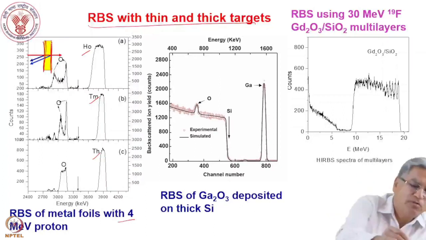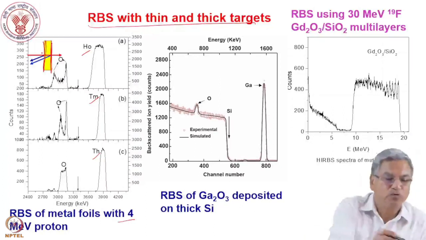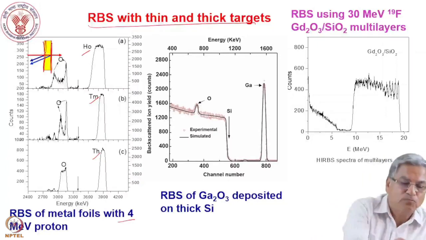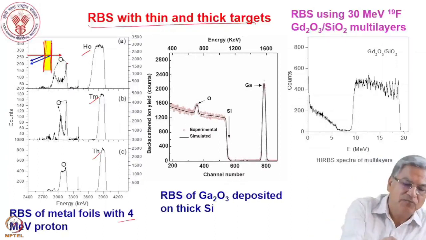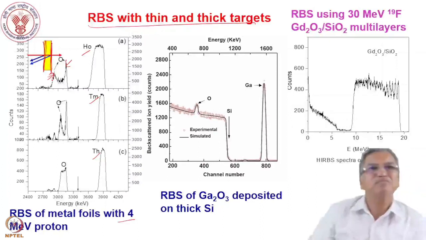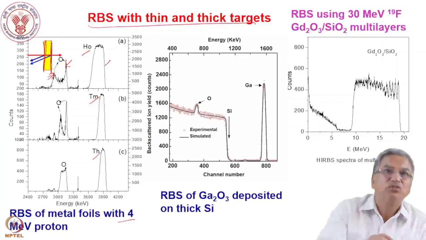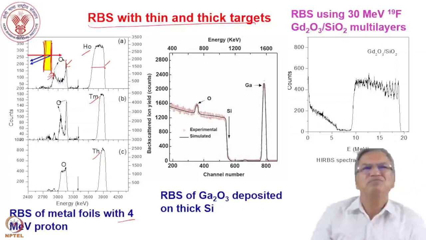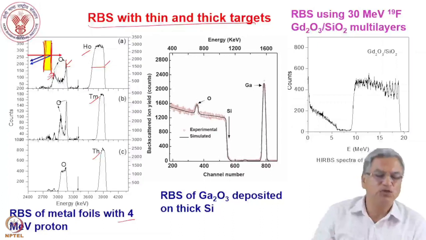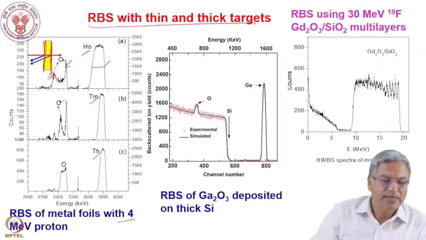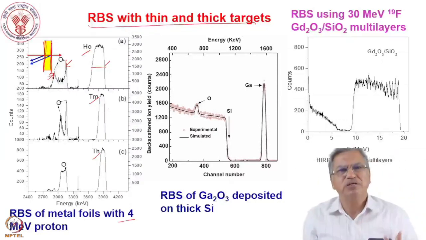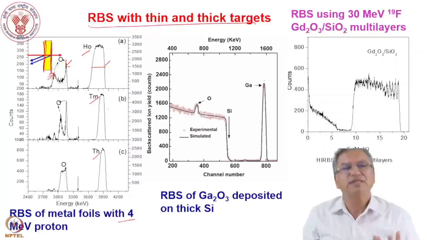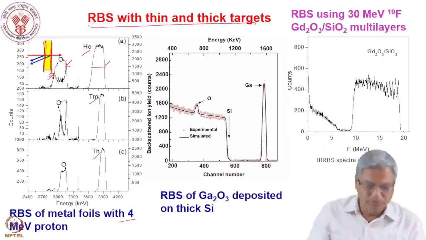If there is oxidation, there will be surface oxygen, so when the beam hits the surface, both front and back will backscatter. So oxygen at the front, this is the front, this is the back. High energy is from the front and low energy is from the back, and this is the metal foil. So you can find out the thickness of the foil, because you know the dE by dx and you know the energy of the alpha or the projectile. Similarly for thulium, holmium, thorium, you can find out the oxygen concentration and the thickness of the foil. So this is the typical experiment with thin foils.